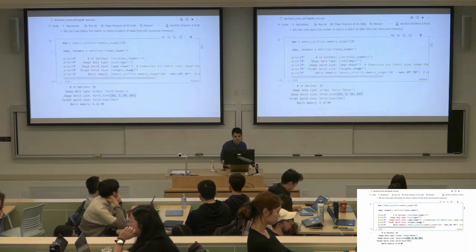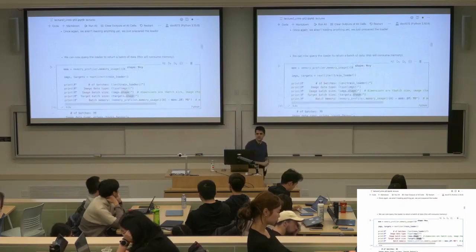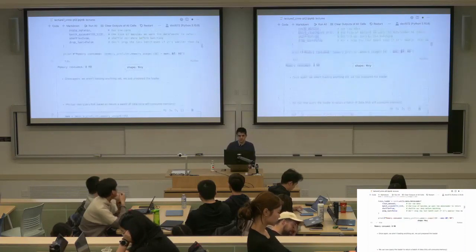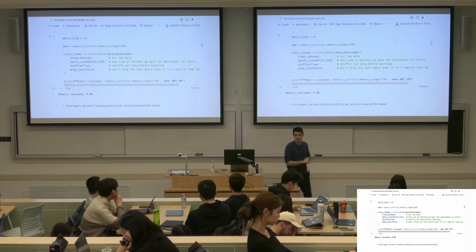Okay, questions about the train, the image folder, and the data loader?